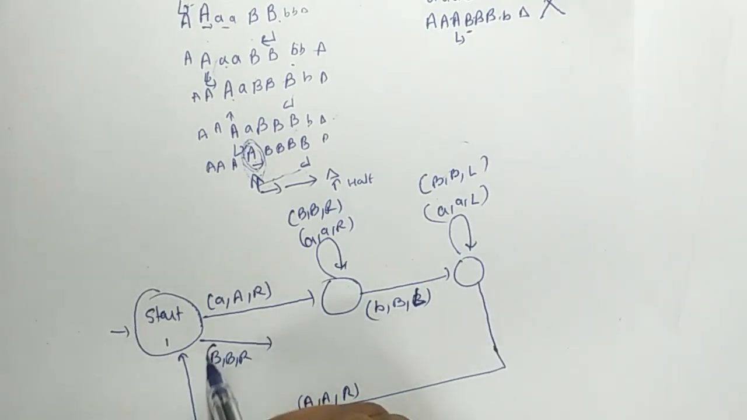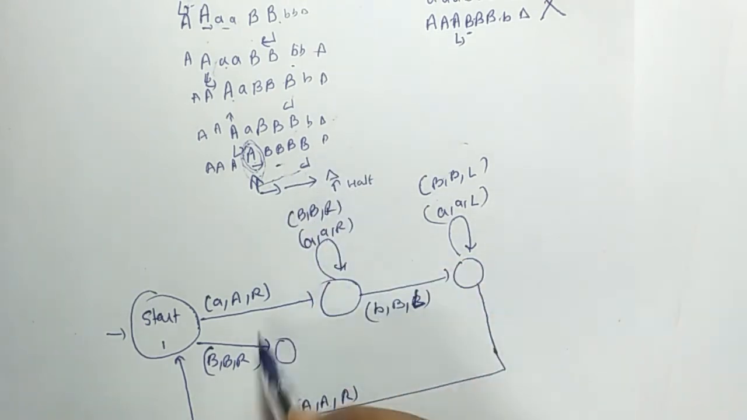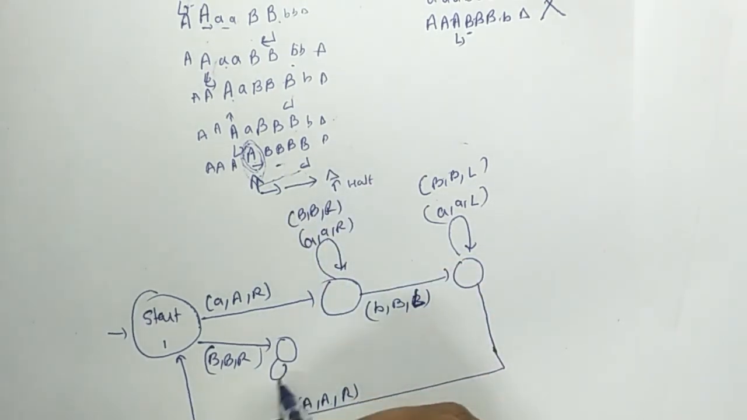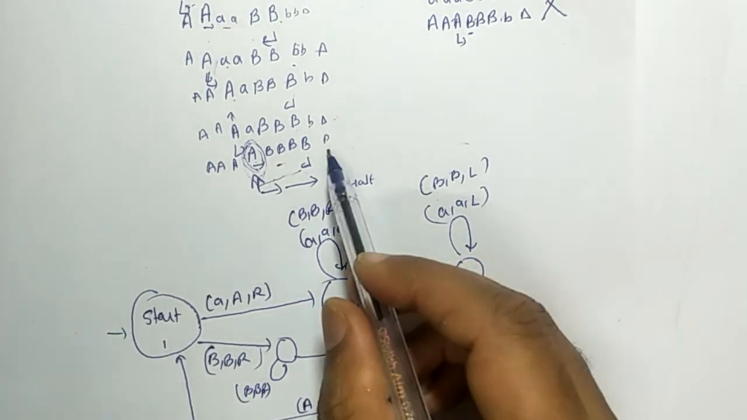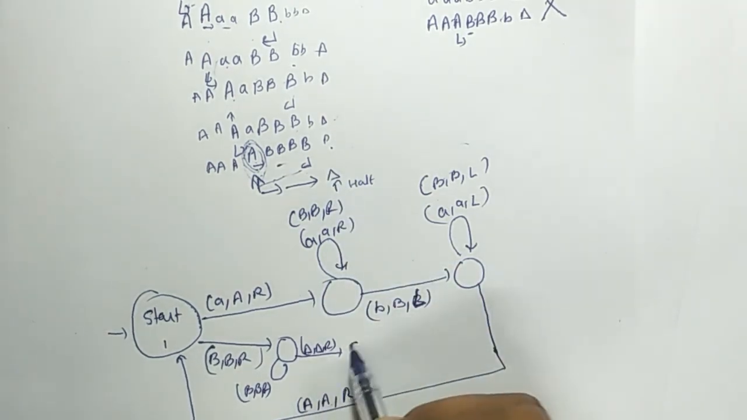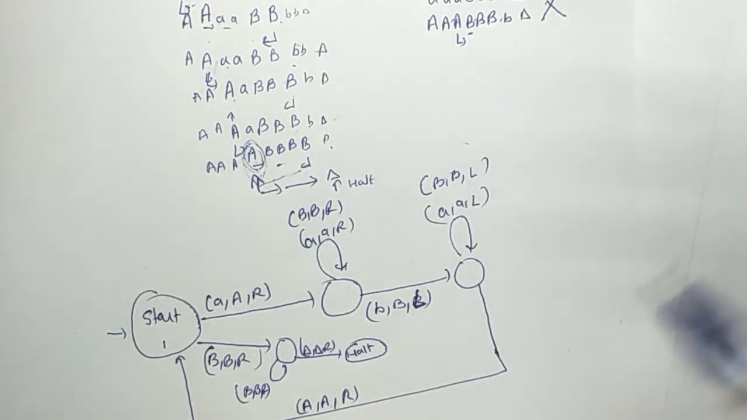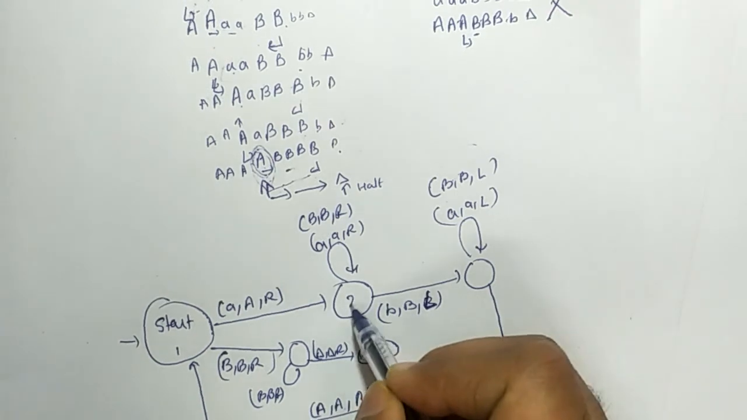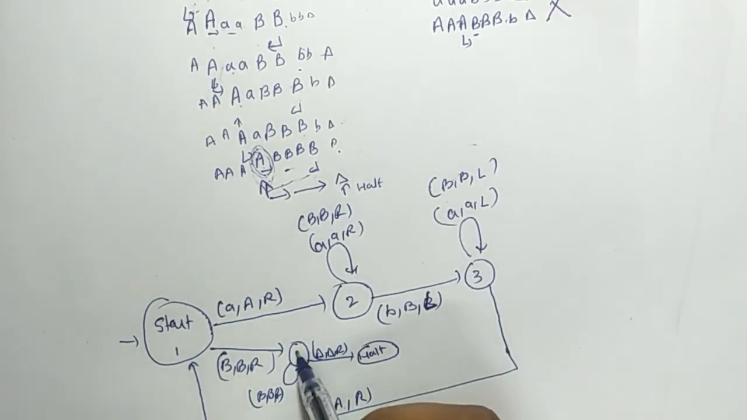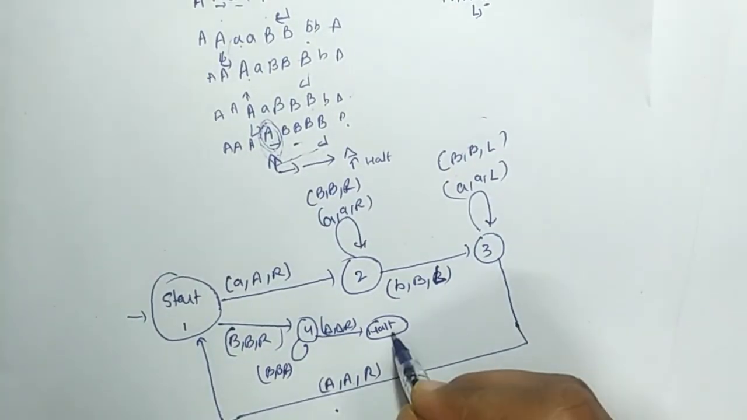So you will get capital B, and you will check all are capital B's here. There may be more capital B's, then you will reach this blank, and here you will halt. So in this way we have designed the Turing machine for a^n b^n. This is start state 1, this is 2, this is 3 and 4. Here the halt state is state 5.